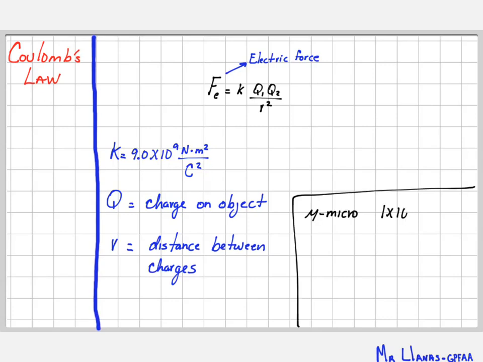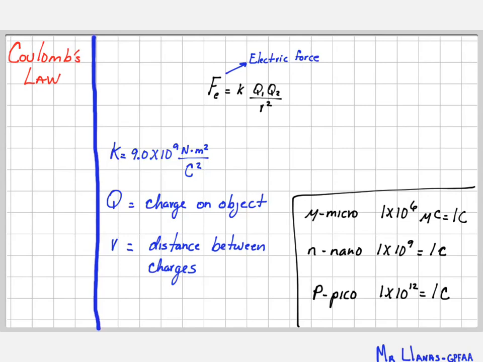These are just examples, or just a little key to help, because sometimes they'll give you microcoulombs or nanocoulombs, and you have to be able to convert them. But this is Coulomb's law. This is the equation that we use, and it says that the force between two charged objects equals the constant k times the charge of the first object times the charge of the second object over the distance squared that they're separated.